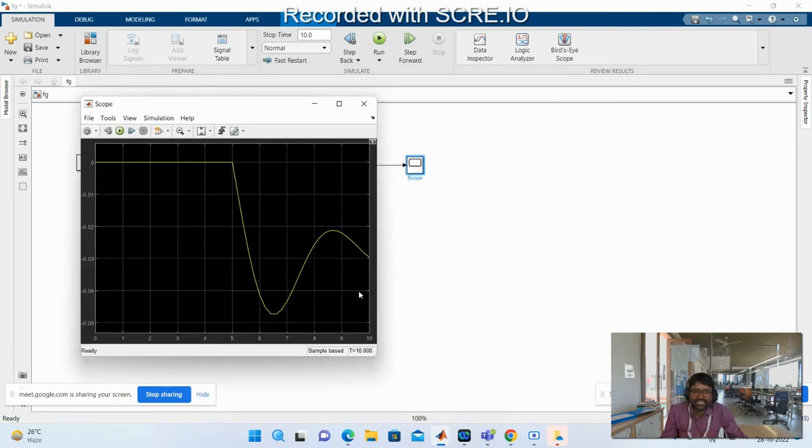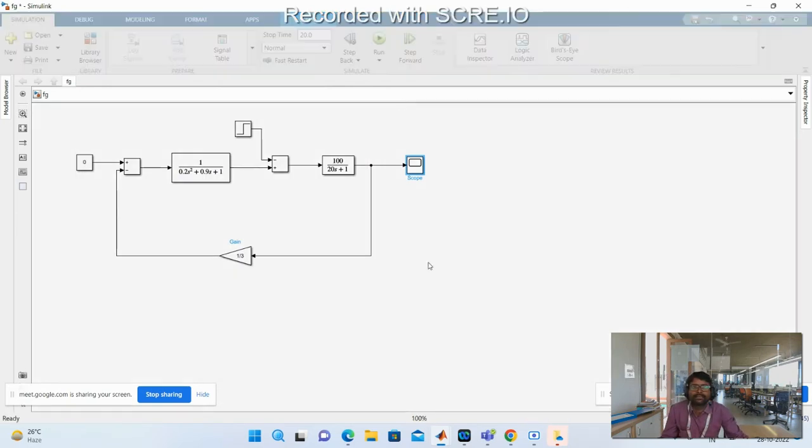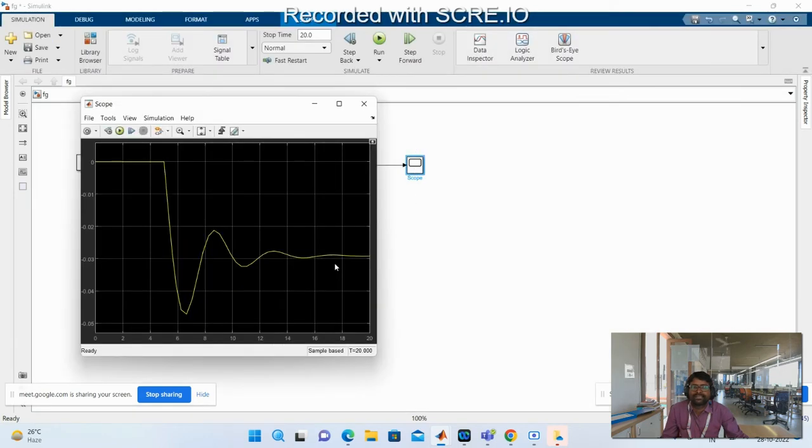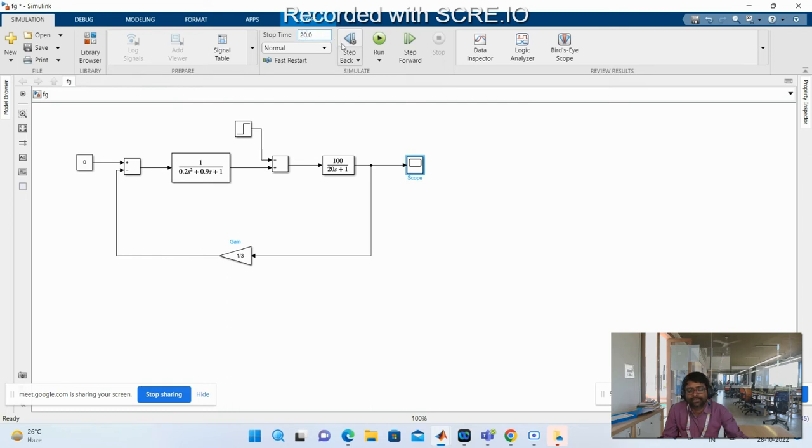I cannot see whether it goes to the steady state or not. So what do I have to do? Increase the time. Perfect. We have to increase the time. So I want to keep 20. I want to run the simulation for 20 seconds. That's it. Otherwise you can increase further to 25 or 30 seconds of simulation.